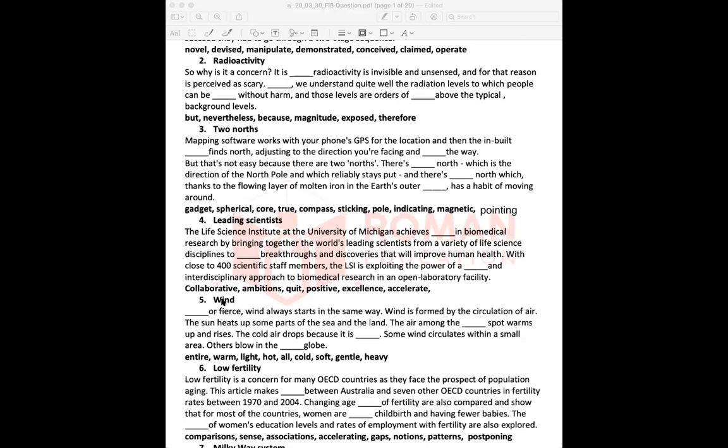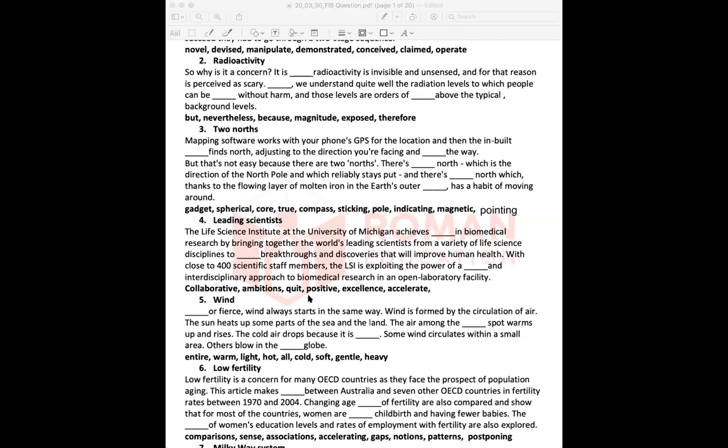Now, again, have a look at all the options here. Collaborative approach? Yeah, maybe. Ambitious approach? No. Quit approach? No. Positive approach? Again, maybe. Excellence approach? No. It could be excellent approach, but again, remember, it's "a". So excellence is out of the question and accelerate is out of the question. "A" simply tells me that this word cannot start with a vowel. That means A-E-I-O-U. So now I think the answer is either collaborative or positive.